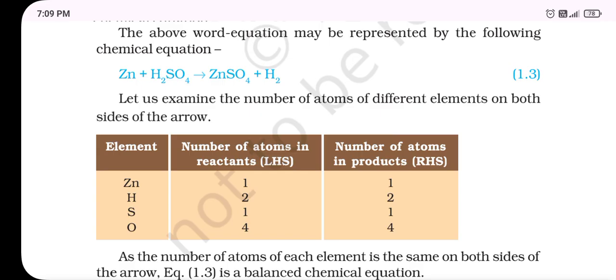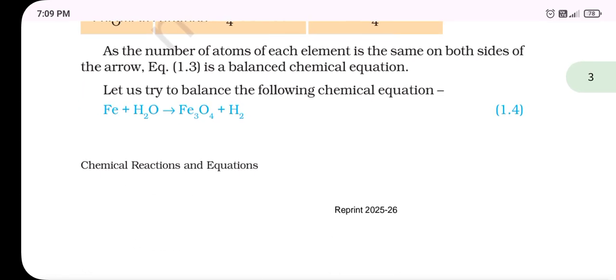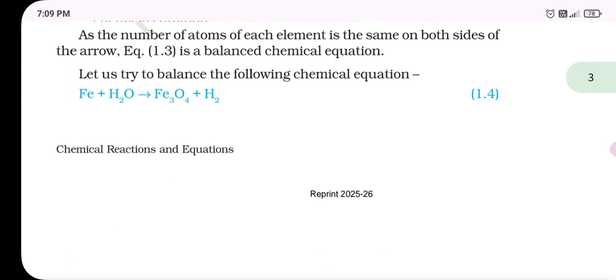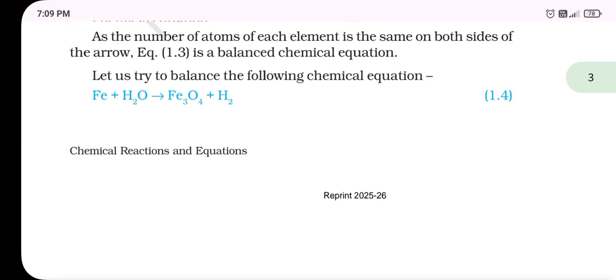Okay, over here, oxygen: at the left side there are 4 oxygen, and at the right side there are 4 oxygen too. So we do not have to balance this chemical equation, it is already balanced. As the number of atoms of each element is the same on both sides of the arrow, equation 1.3 is a balanced chemical equation. Okay, we all get it.